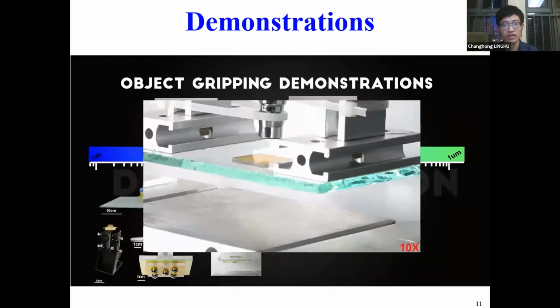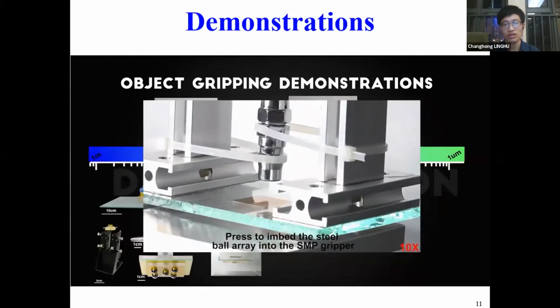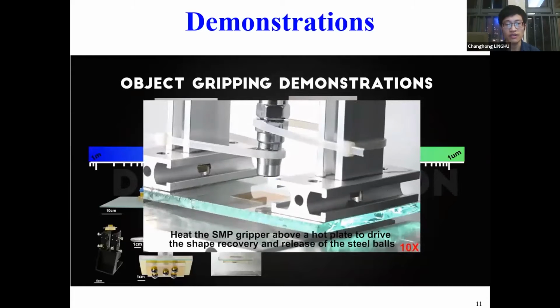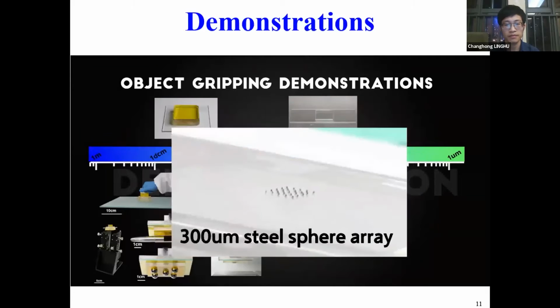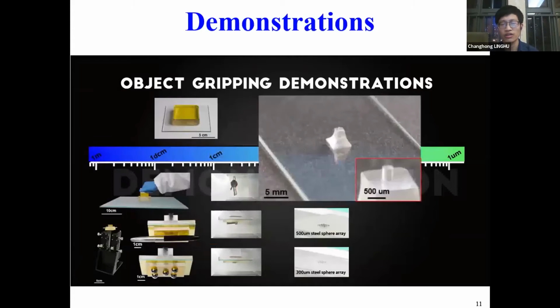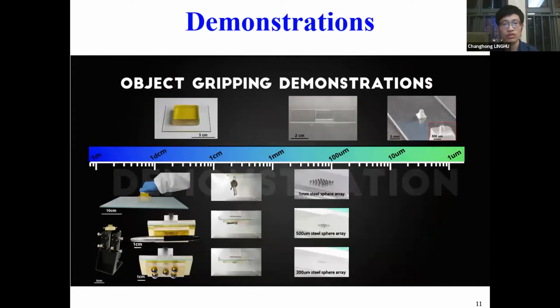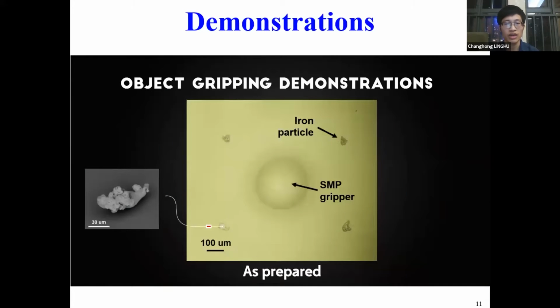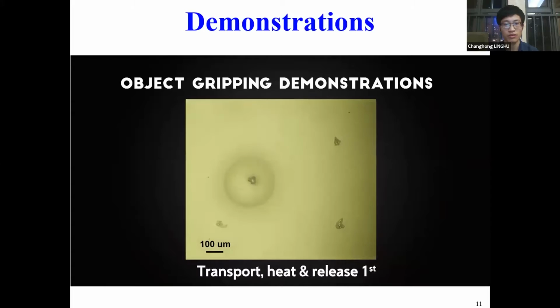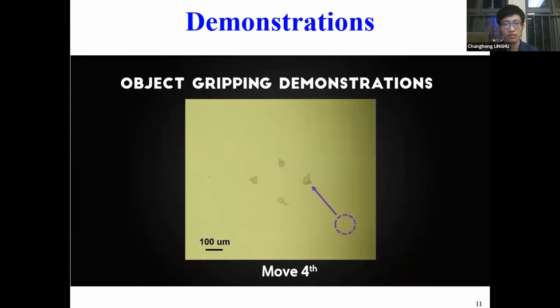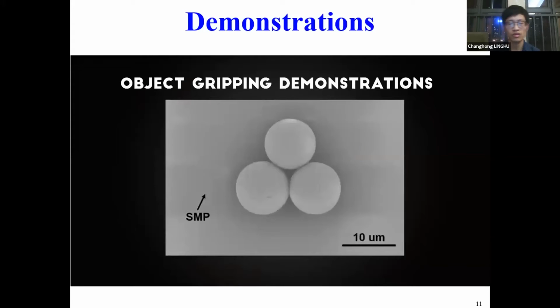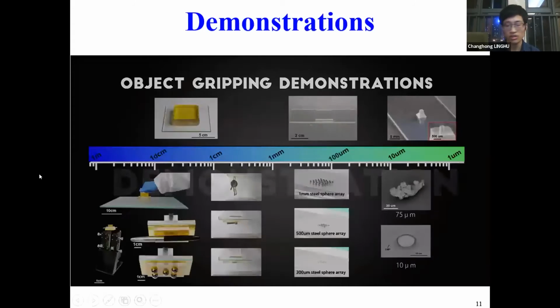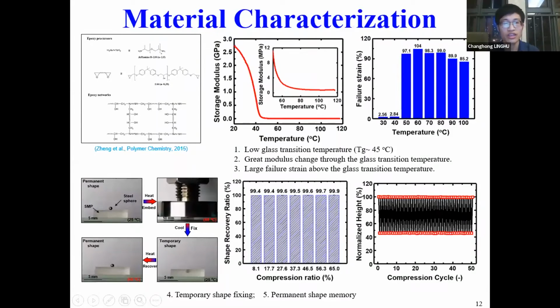Yeah, we can. This is the transfer printing process of the steel server arrays with a diameter of 300 micrometer. Yeah, we can continue to scale the gripper down to manipulate the microparticles. So those are the demonstrations. Let's continue with the details.